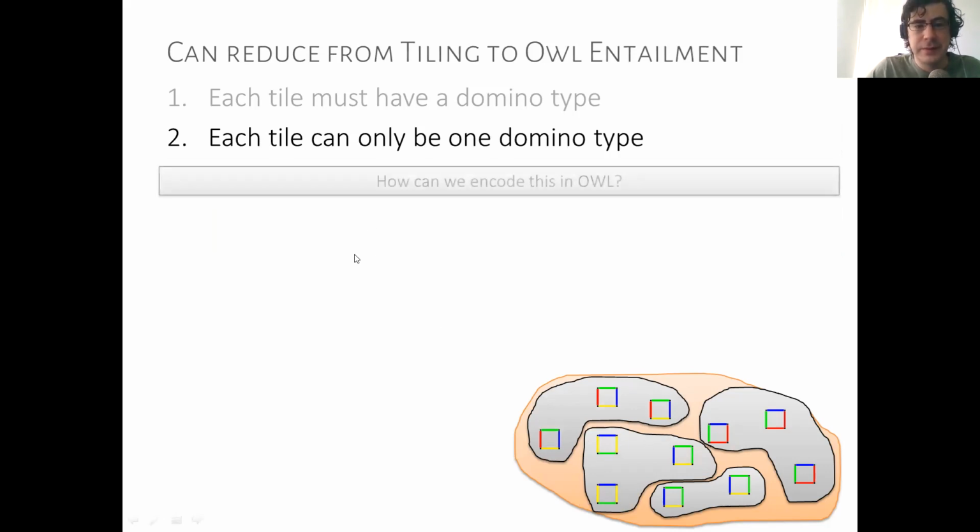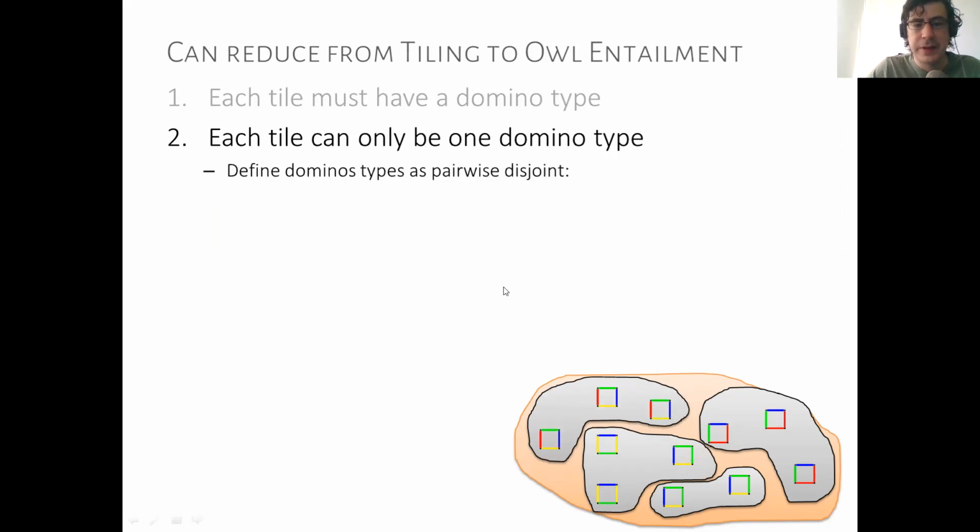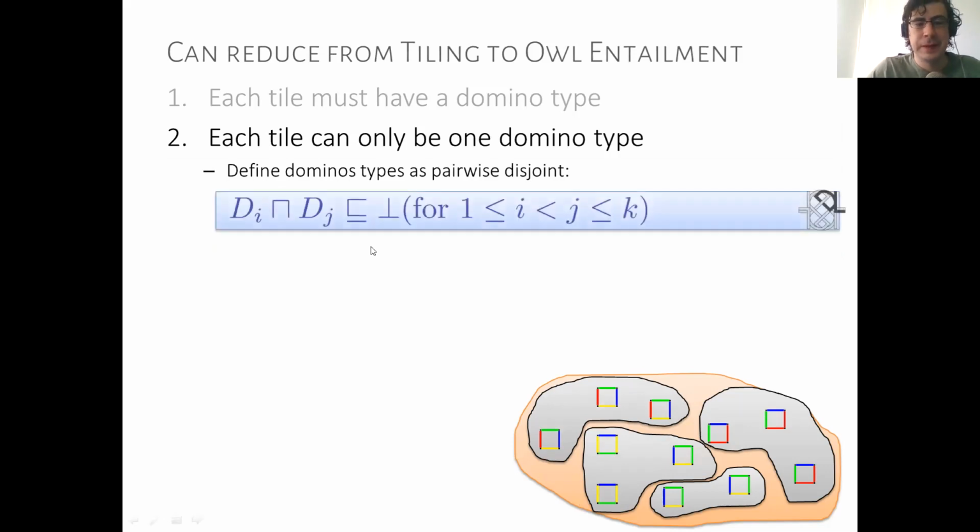To do that, we can encode this by defining all domino types as pairwise disjoint, saying we cannot have an instance of two different domino types, which we can do by saying that the intersection of DI and DJ is a subclass of the empty class. This denotes here the bottom class, or empty class, for all pairs of dominoes.